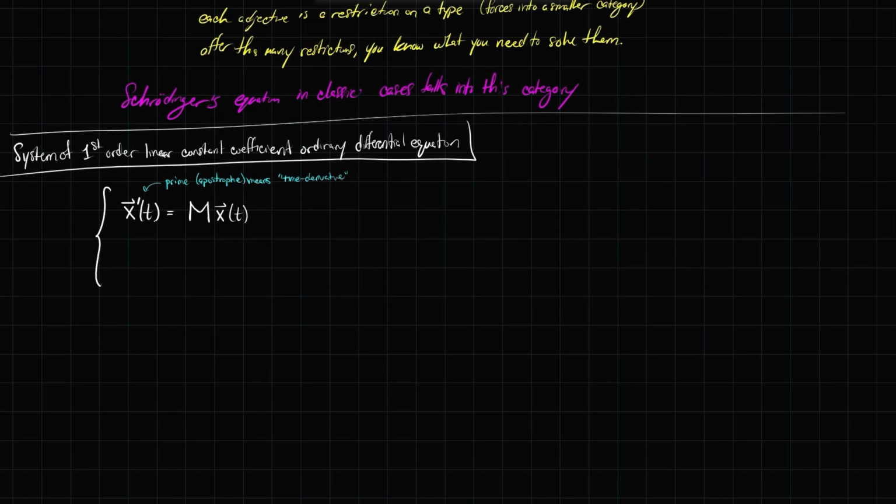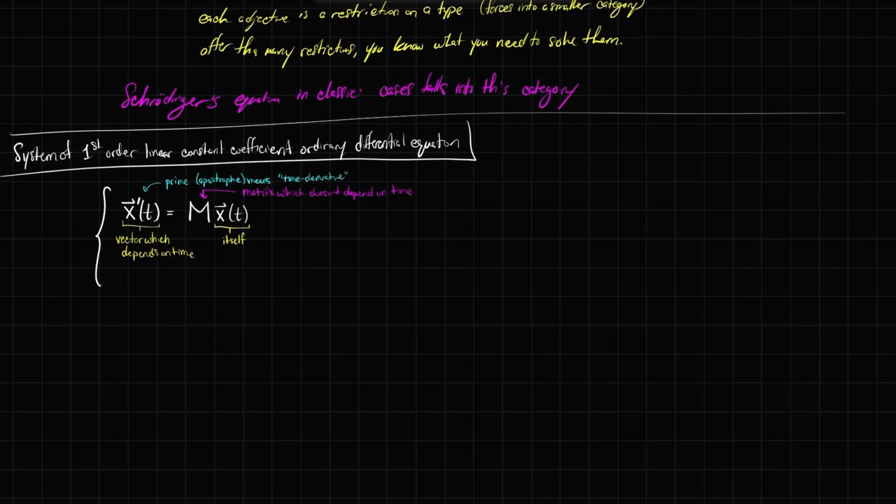And we'll say that this vector is equal to a matrix M multiplying itself. And so this is a vector which depends on time. And of course, I've taken a time derivative of it, but it's equal to a matrix on itself. And there's this matrix here, which doesn't depend on time.